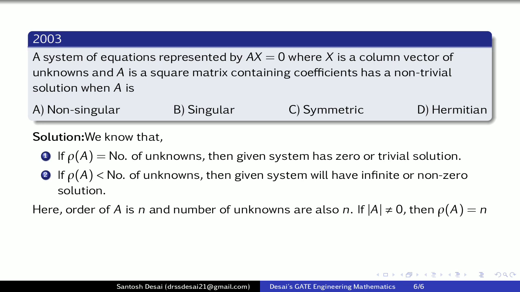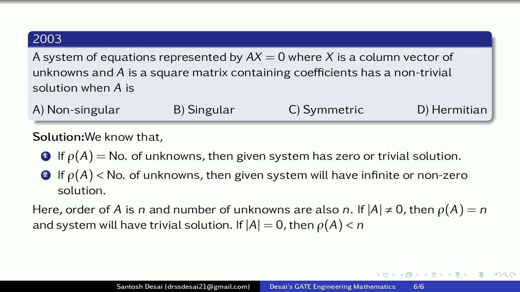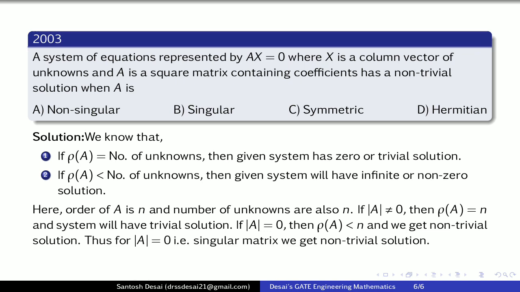But we need a non-trivial solution, and if determinant of A is equal to 0, then rank of A will be less than n, and in this case the system will have a non-trivial solution. Now here determinant of A equal to 0 means the matrix is singular. Therefore, if a given matrix is singular, then the system of equations represented by Ax = 0 will have infinitely many solutions.